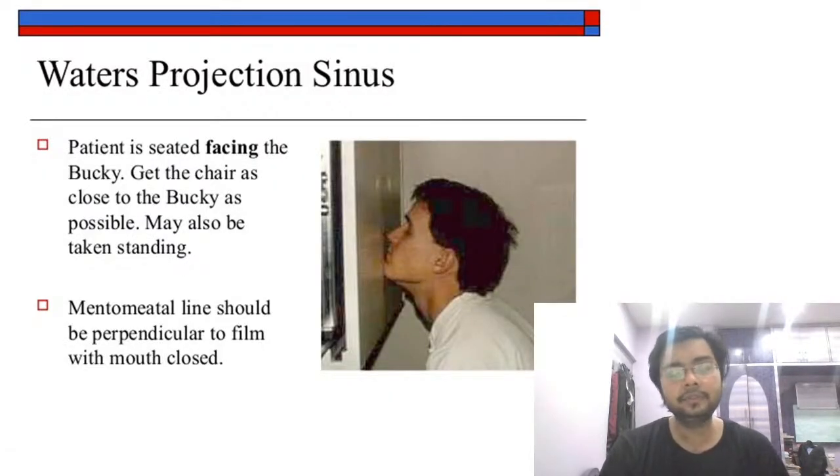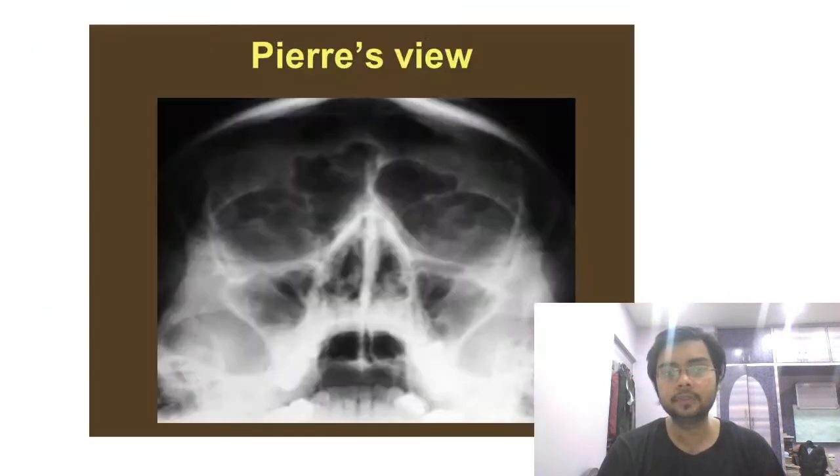In Waters view, if you ask me how the patient is positioned, the patient is seated facing that plate, and the occiput and the nose are touching that metallic plate. So the mentomeatal line should be perpendicular to the film with the mouth closed in Waters view, and with the mouth open it is Perez view.